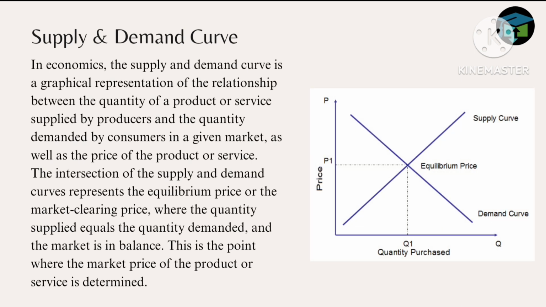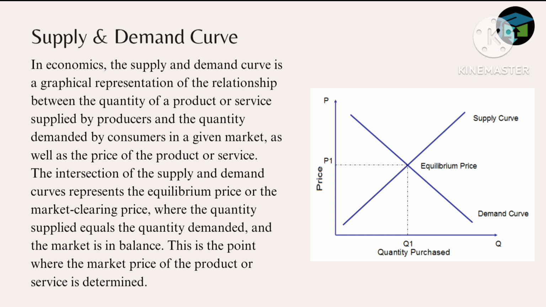What is supply and demand curve? In economics, the supply and demand curve is a graphical representation of the relationship between the quantity of a product or service supplied by producers and the quantity demanded by consumers in a given market, as well as the price of the product or service. The supply curve is a graphic representation of the relationship between the cost of an item and the quantity the market will supply at that cost. Whereas, the demand curve represents the relationship between the quantity of a product or service that consumers are willing and able to buy and the price of a product or service.